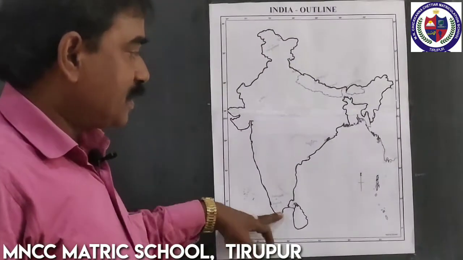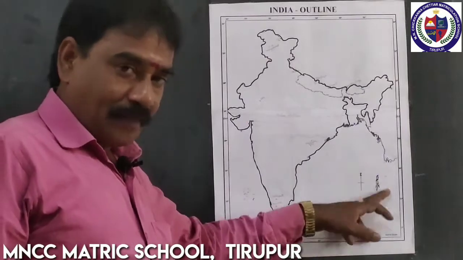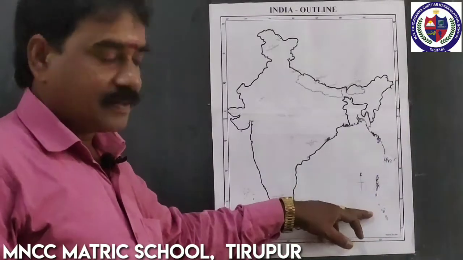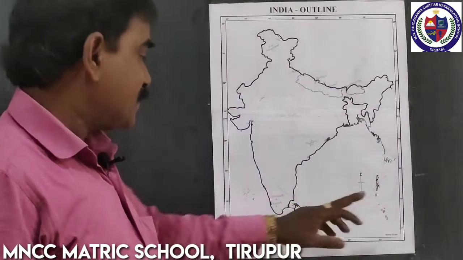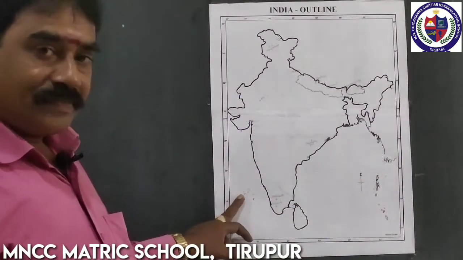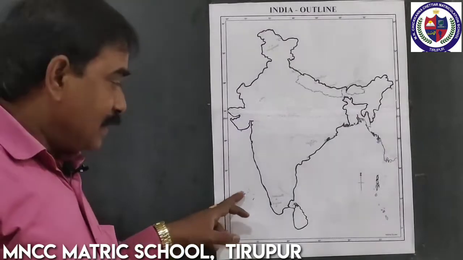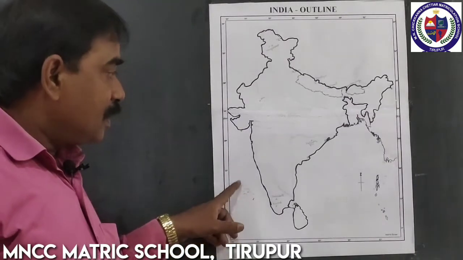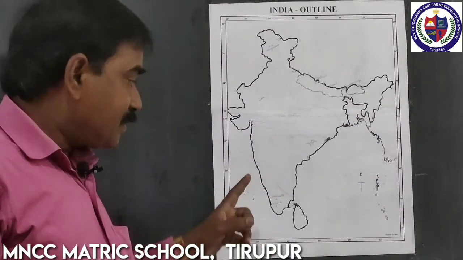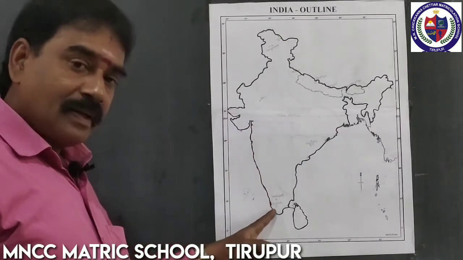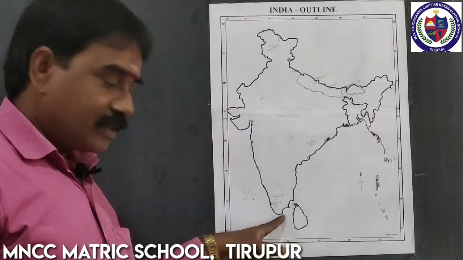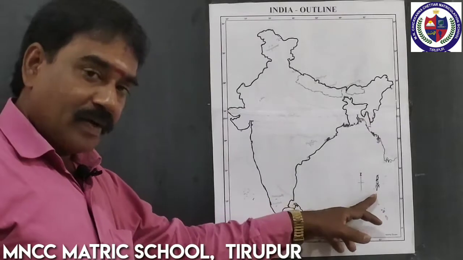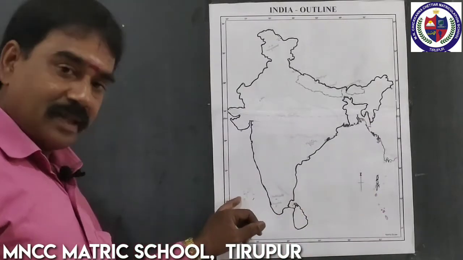Then we will see Andaman Nicobar Islands. This one is Andaman Nicobar Islands. This one is Lakshadweep. Recall it. This is Western Ghats. This is Eastern Ghats, Andaman Nicobar Islands, Lakshadweep.